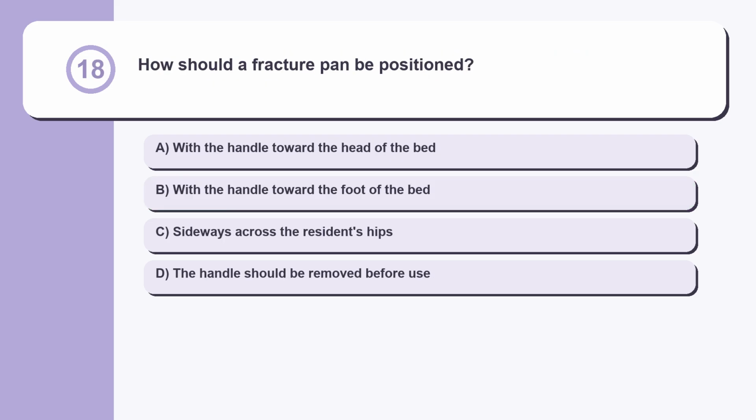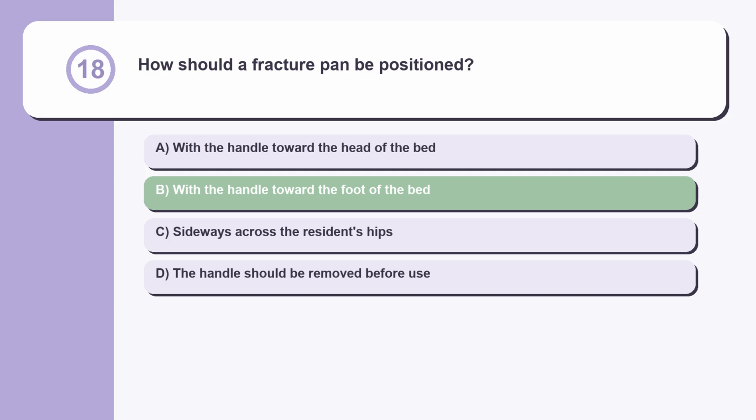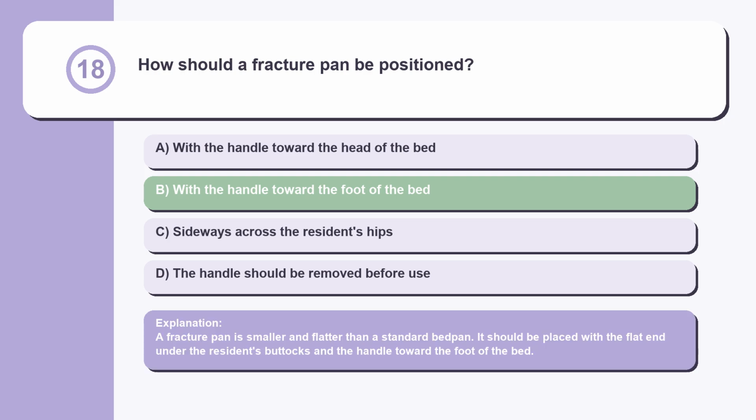Question 18. How should a fracture pan be positioned? With the handle toward the head of the bed, with the handle toward the foot of the bed, sideways across the resident's hips. The handle should be removed before use. A fracture pan is smaller and flatter than a standard bedpan. It should be placed with the flat end under the resident's buttocks and the handle toward the foot of the bed.